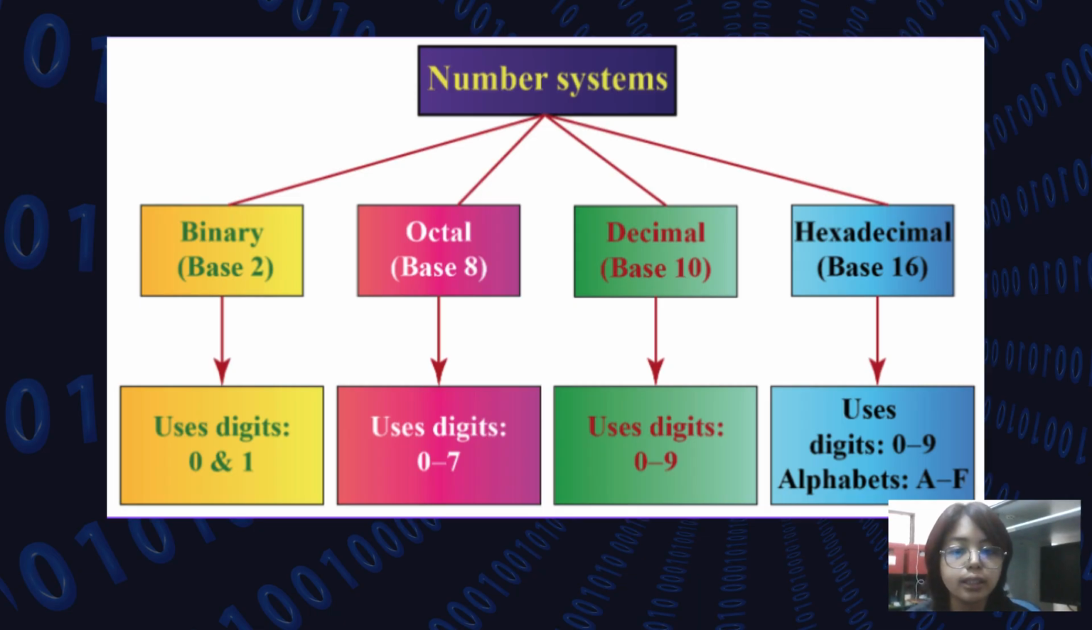So there are four main number systems that we use in computing. The first one is the binary, which has a base of 2. Binary is the native language of computers.